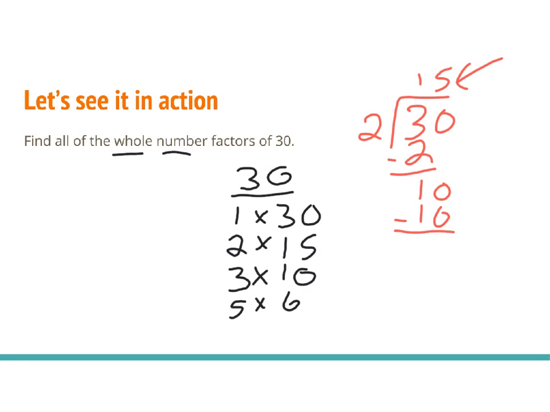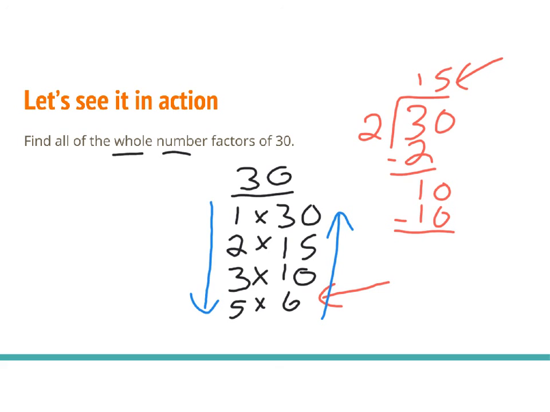My next number to check would be 6. And look, I've already got it. So that right there tells me I'm finished. I found all the factors. And if I want to write them in order, I just need to go down this side and up this side, and I'll have them all written in order from least to greatest, which is what you have to do when you're working problems like this.